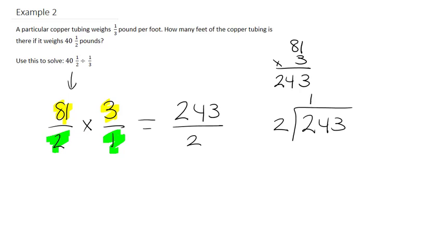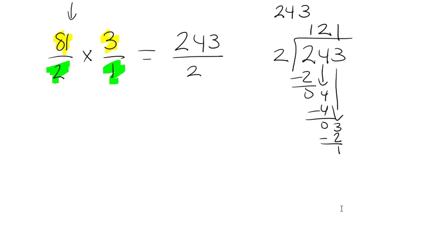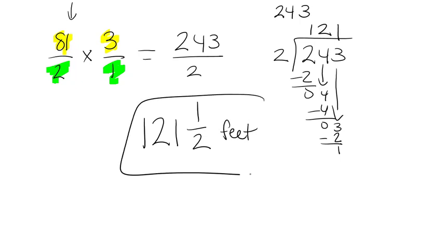2 can go into 2 one time. So 2 times 1 is 2. We subtract, we get 0. Bring down the 4. 2 can go into 4 2 times, because 2 times 2 is 4. We subtract, we get 0. Now we have a 3 below. Now 2 can go into 3 one time. So 2 times 1 is 2. We subtract, we get 1 left over. And so our final solution here as a mixed number is 121 and 1/2. And this is in feet.